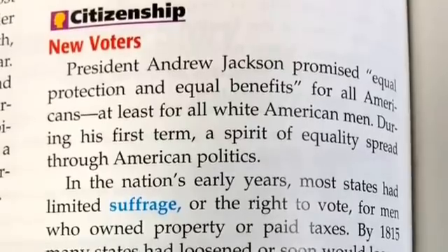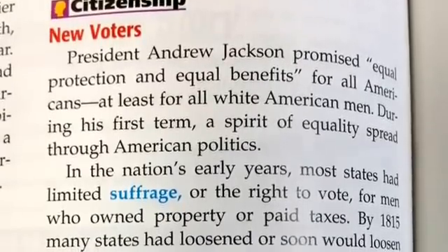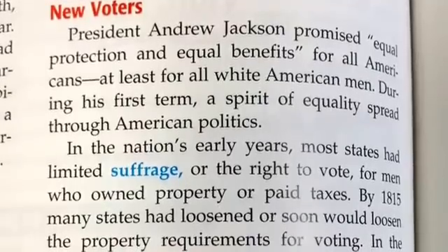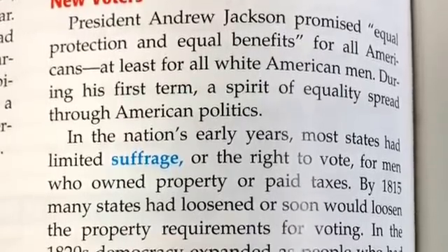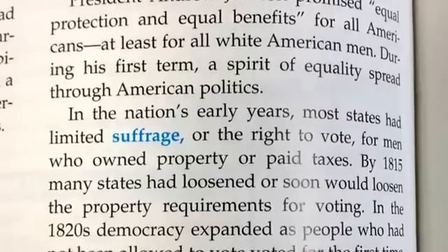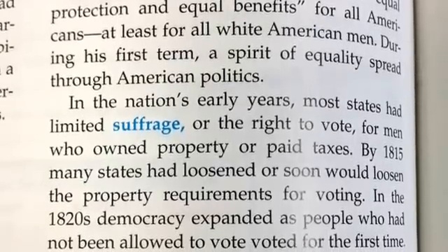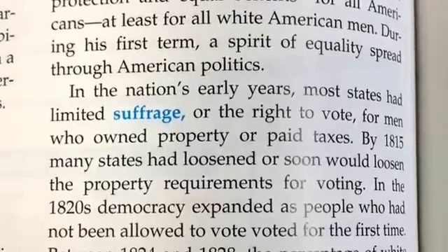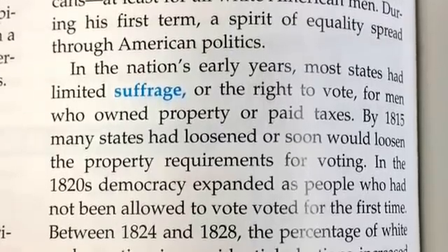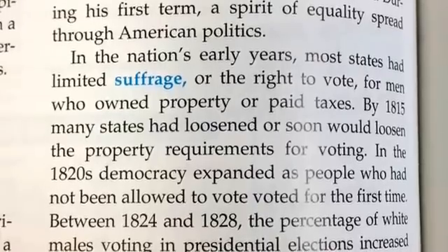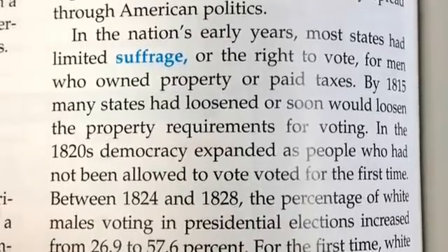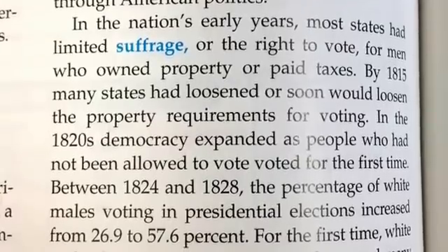President Andrew Jackson promised equal protection and equal benefits for all Americans, at least for all white American men. During his first term, a spirit of equality spread through American politics. In the nation's early years, most states had limited suffrage, or the right to vote. Suffrage means voting, for men who owned property or paid taxes. By 1815, many states had loosened or would soon loosen the property requirements for voting. In the 1820s, democracy expanded as people who had not been allowed to vote voted for the first time. Between 1824 and 1828, the percentage of white males voting in presidential elections increased from about 27% to about 58%.